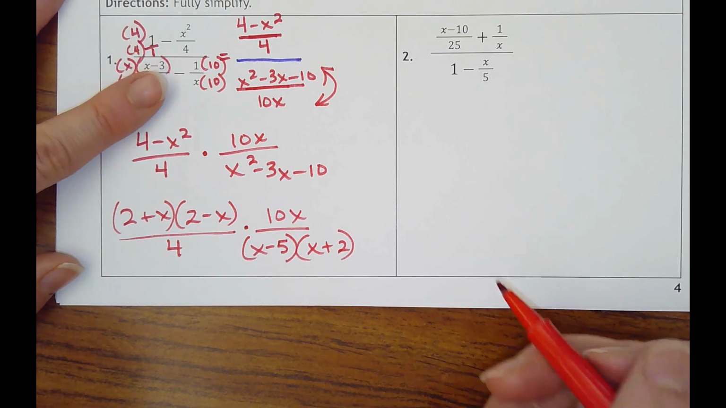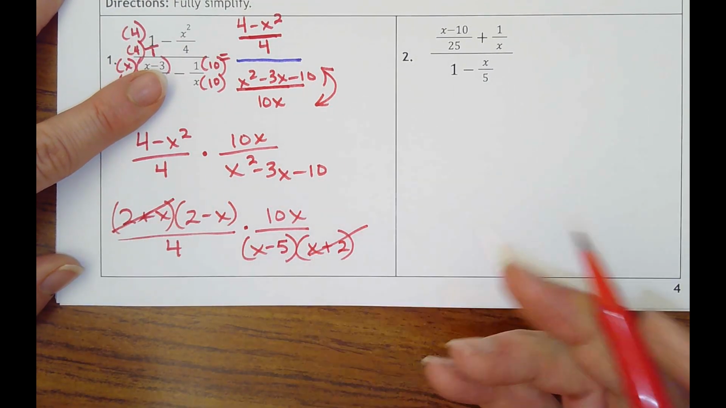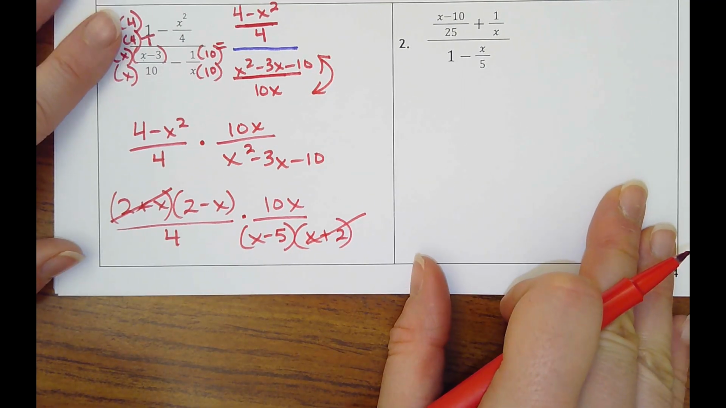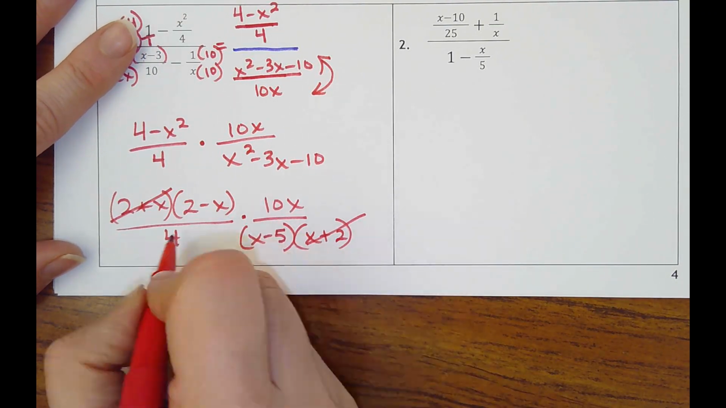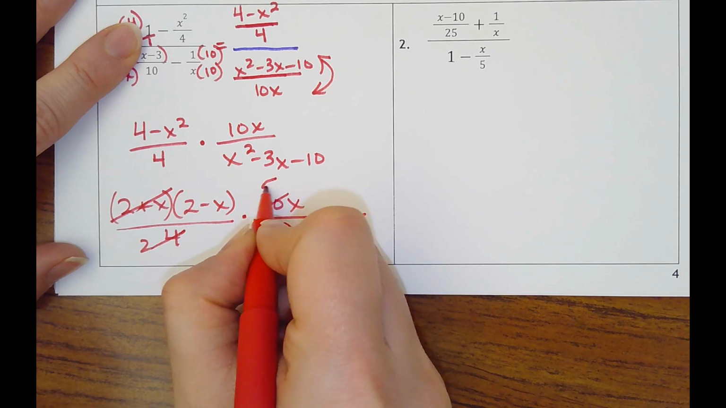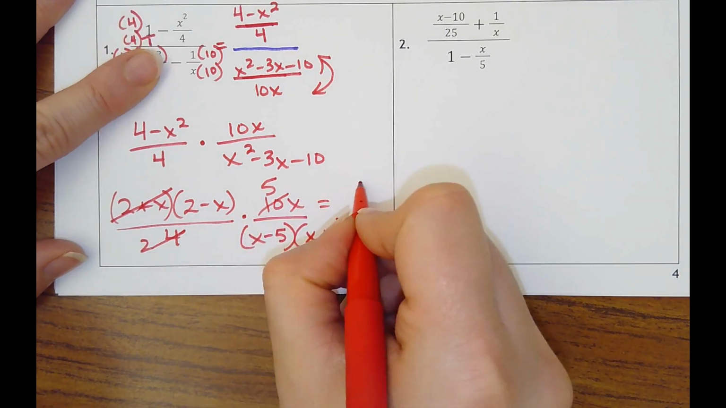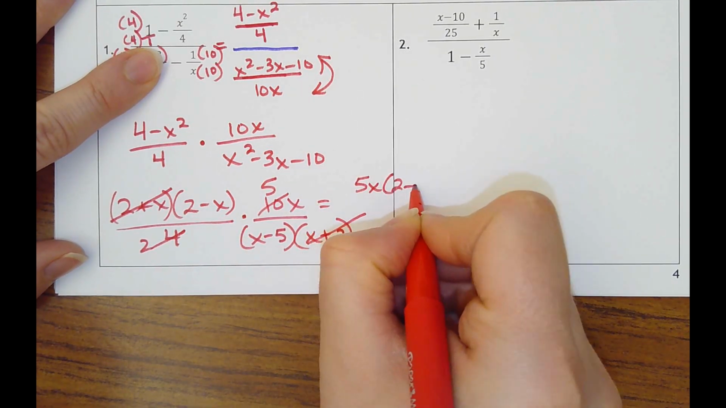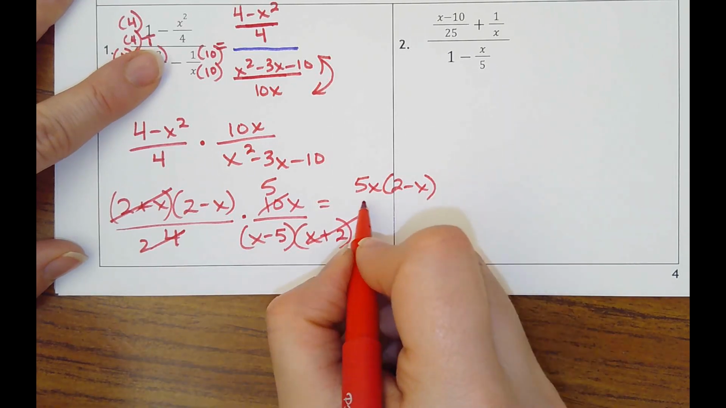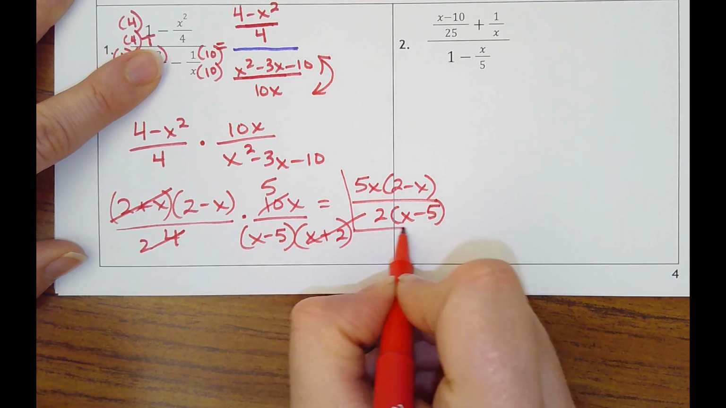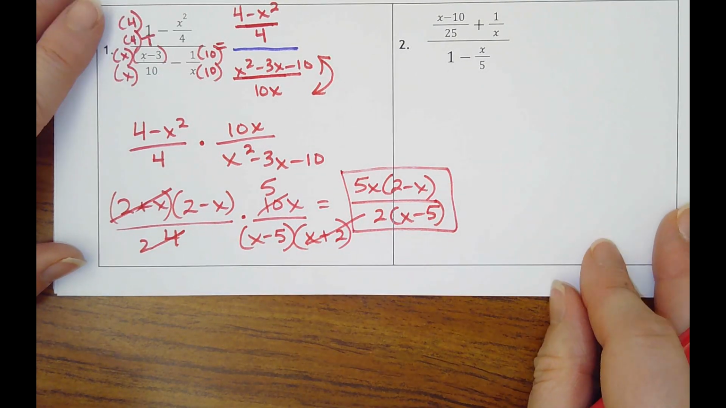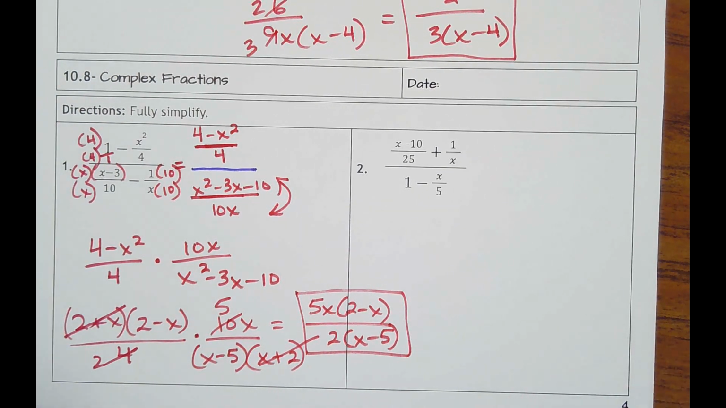Really? That's all that cancels? Okay, so I've got 2 plus x, x plus 2, their addition. The order doesn't matter. So I'm going to go ahead and cancel or simplify my 10 fourths. Divide out of 2, divide out of 2. So I get 5x times 2 minus x all over 2 times x minus 5. Okay, so it's not hard, just a lot of steps to keep track of.